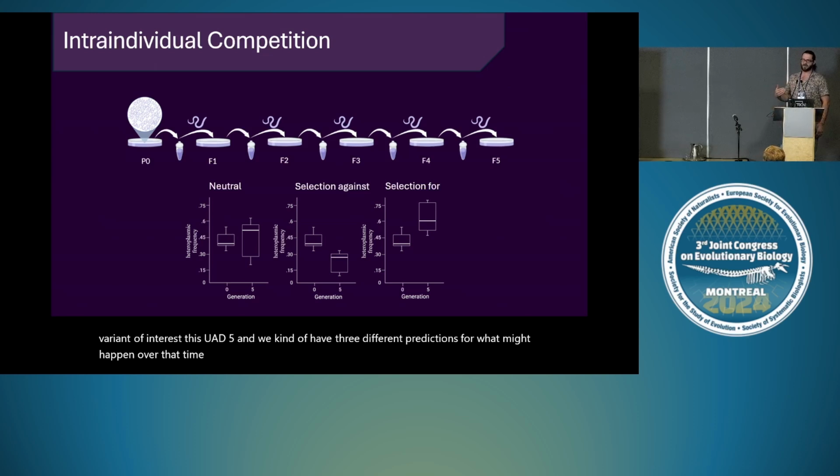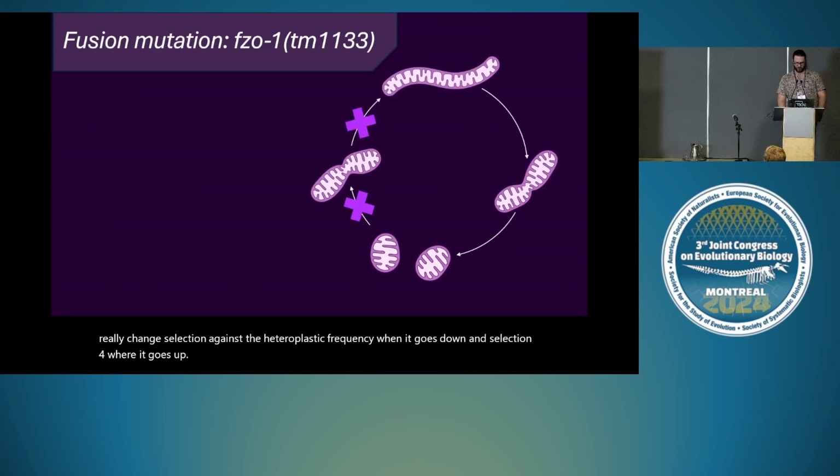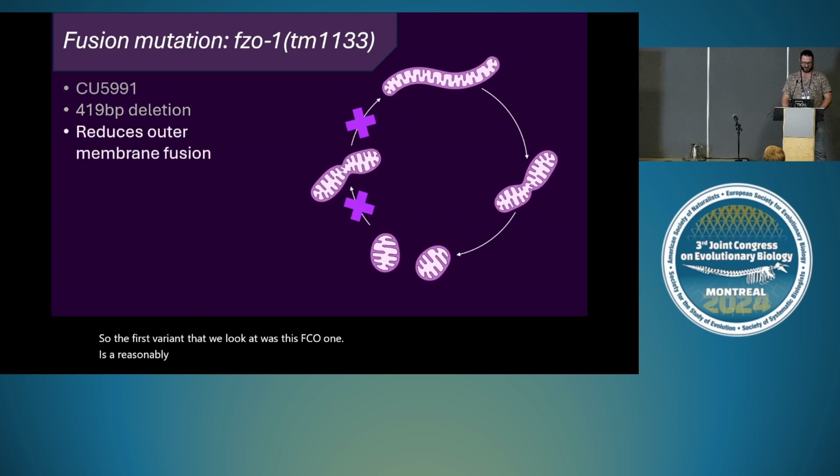A neutral prediction where the heteroplasmic frequency doesn't really change, selection against, where the heteroplasmic frequency goes down, and selection for, where it goes up. So the first variant that we took a look at was this FZ01. It is a reasonably sized deletion of that gene.